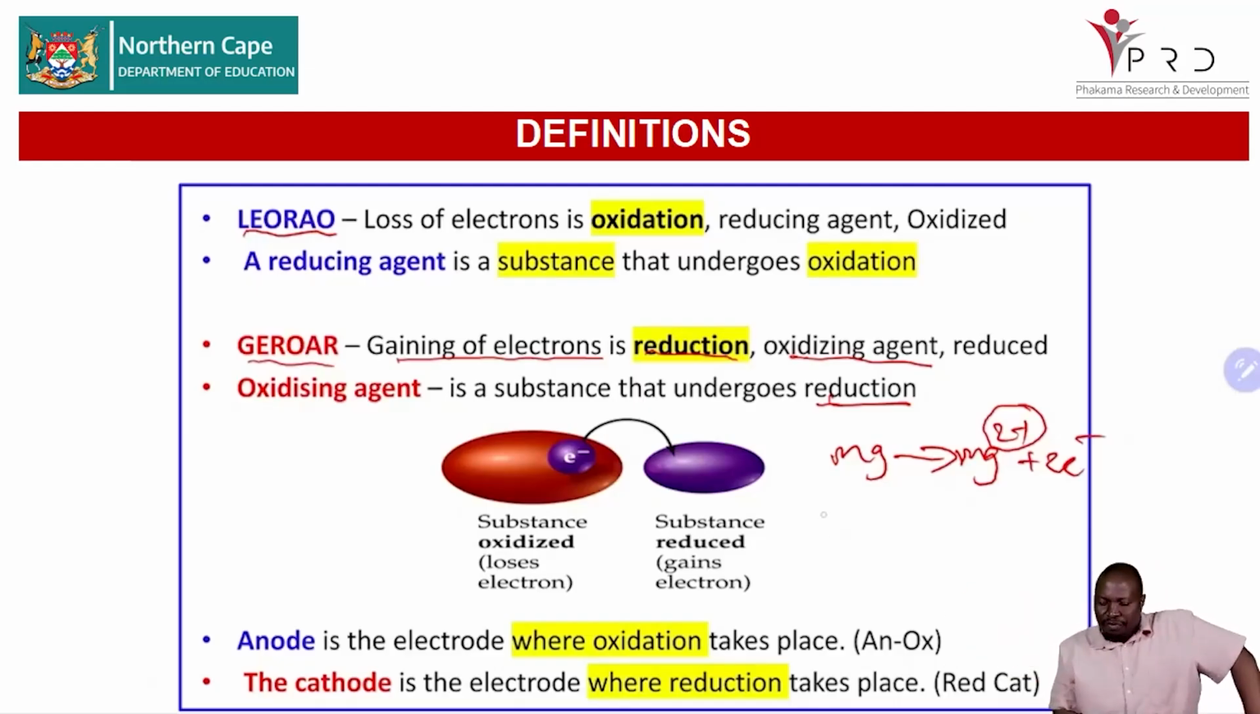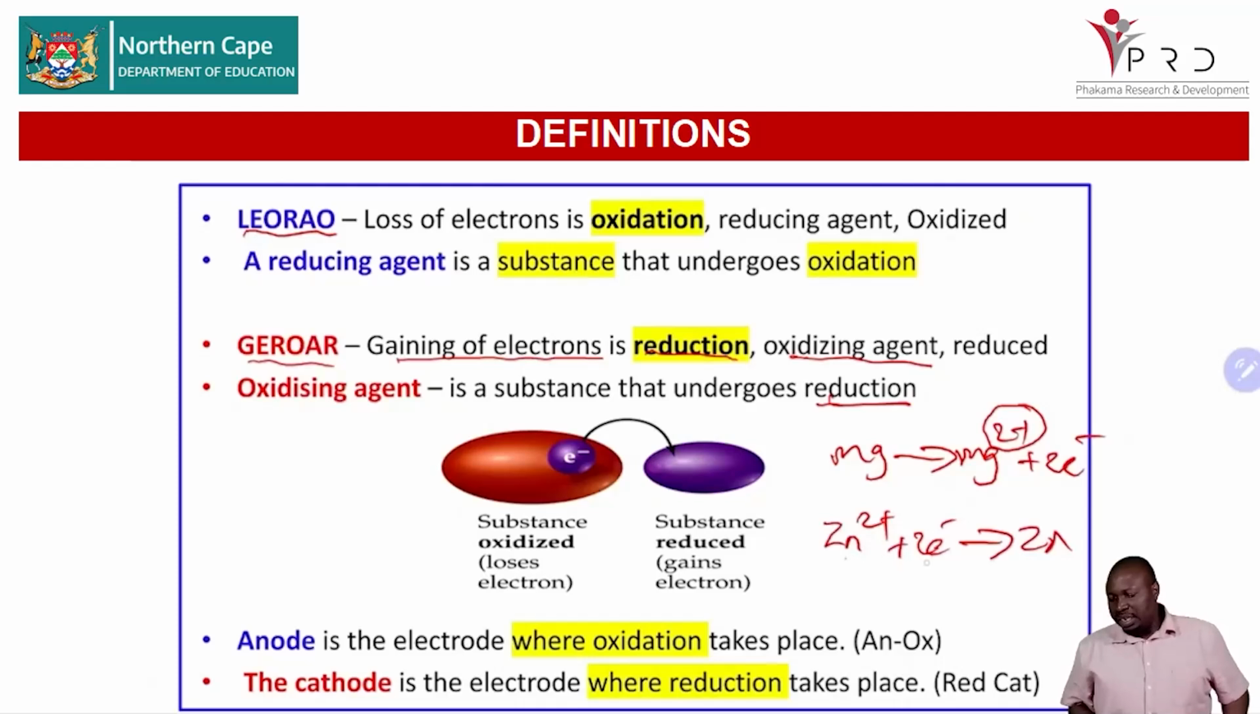But if we have, for example, zinc 2 plus gaining 2 electrons to form zinc, we'll say that zinc 2 plus gained electrons and it was reduced, because it's starting with a +2 and ending up with a 0. So we have those two processes. We're saying they take place simultaneously, and you must know all of them. So we've done all these definitions, and I'm hoping that by now you understand the definitions.